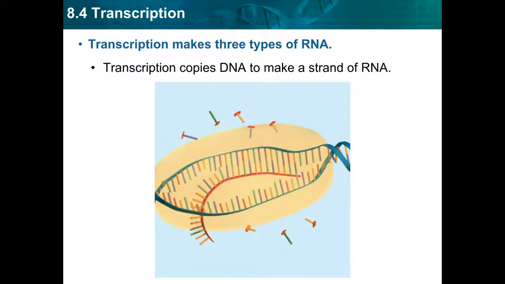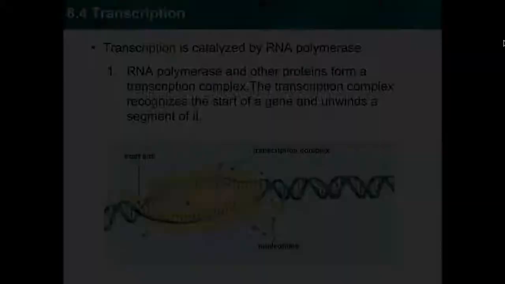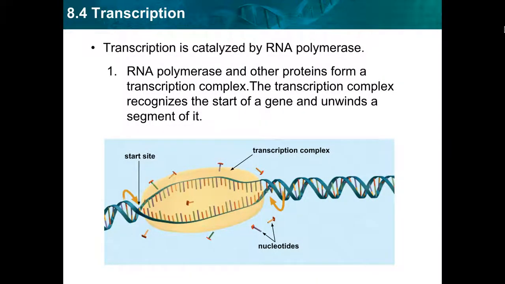So let's take a look at what this process might actually look like. So transcription copies DNA to make a strand of RNA. The main thing that catalyzes or starts transcription is called RNA polymerase. It's very similar to DNA polymerase. It's an enzyme. So the first thing that happens is RNA polymerase and these other proteins and enzymes form something called a transcription complex, which is that big yellow bubble you see below. The transcription complex recognizes the start of a gene on the DNA and unwinds a segment of it.